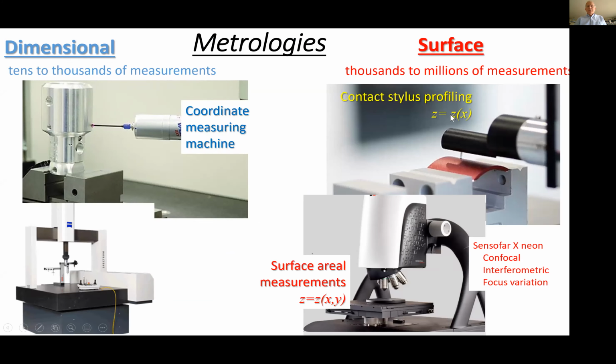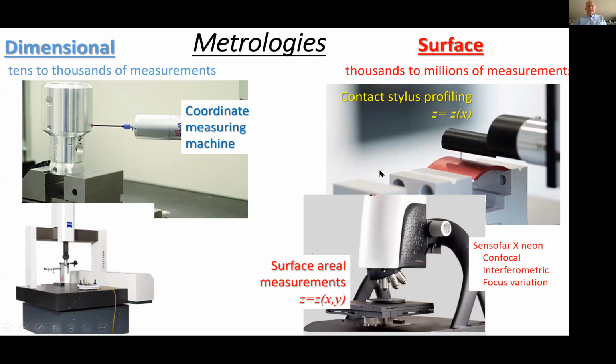In surface metrology, we're dealing with thousands to millions of measured or sampled heights. Down here is a Sensofar, for example, that very quickly measures 1 million elevations on the surface. So we've got different challenges in how to deal with the results of these two. Obviously, we're going to concentrate on the surface.